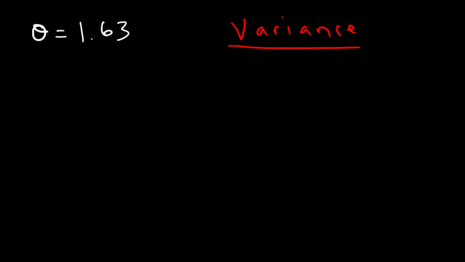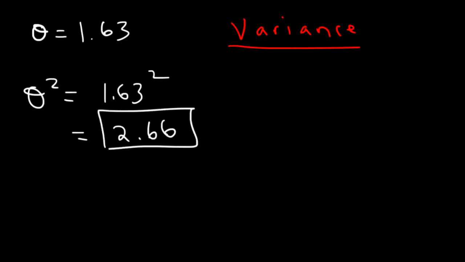Now let's go back to the first example. We said that the population standard deviation is approximately 1.63. So given this information, how can you calculate the variance? V-A-R-I-A-N-C-E. How can we find the variance? The variance is simply the square of the standard deviation. So 1.63 squared is equal to, now keep in mind this is a rounded answer, I don't remember what the exact answer was, but once you square it's about 2.66. So that's how you can calculate the variance.